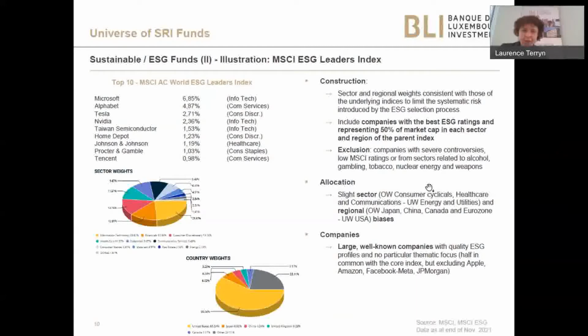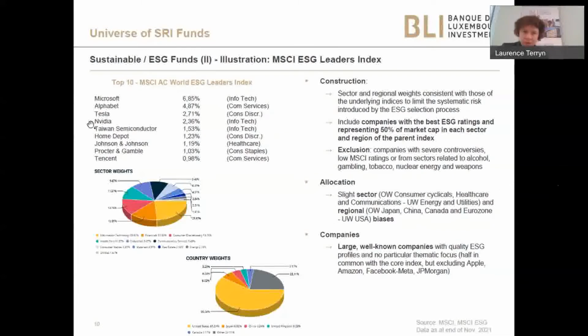Therefore, the global sector and regional allocation would be more or less the same as the standard index. In addition, it excludes some areas: companies with severe controversy, quite low MSCI rating, or coming from sectors related to alcohol, gambling, tobacco, nuclear energy, and weapons. As a result, you see the allocation on the sector side. We have a slight bias, a bit more consumer cyclicals, healthcare and communication, a bit less energy and utilities. On the regional side, as you can imagine, a bit less US and a bit more Japan, Canada, China, and Eurozone, especially where ESG practices are more communicated.